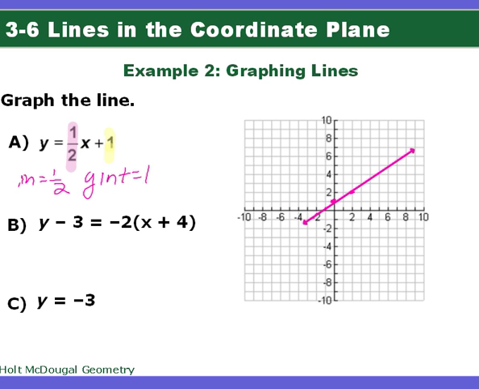Okay, so I put a point at my y-intercept of 1. I went up 1 over 2, made another point, and then drew a line through it, and we have our line of y equals 1/2 x plus 1.